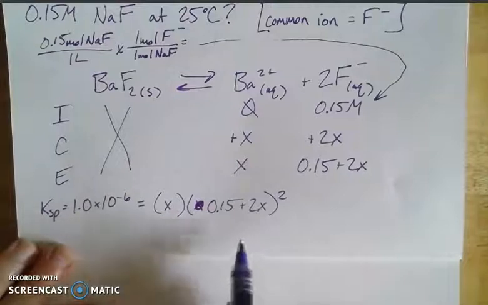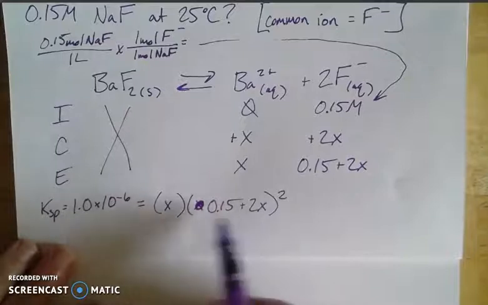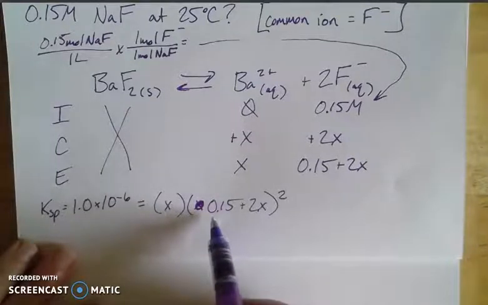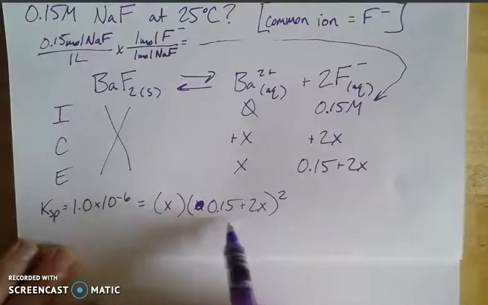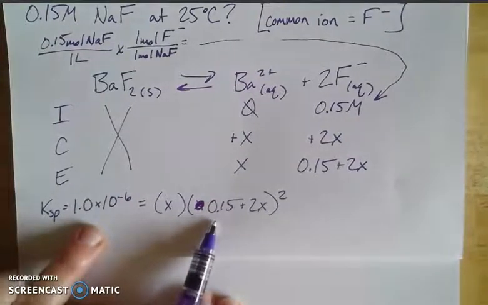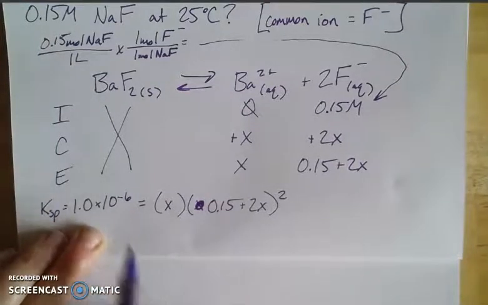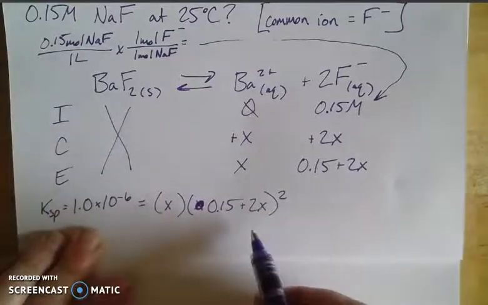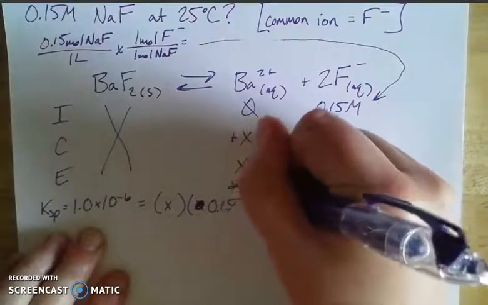Now, one of the things that we've been able to do in the past is to ignore X if it's within a certain distance of the Ksp value and my concentration, right? Because if my X value is going to be small enough, then when I add it to 0.15, it's still going to round to 0.15. So I need to determine if this is negligible or not. And the way I do that is by comparing my Ksp value to the concentration. If there's more than 1,000 times difference between the two, then I can assume that my X is negligible. So that's kind of nice because in this case it is. So we're going to disregard it.